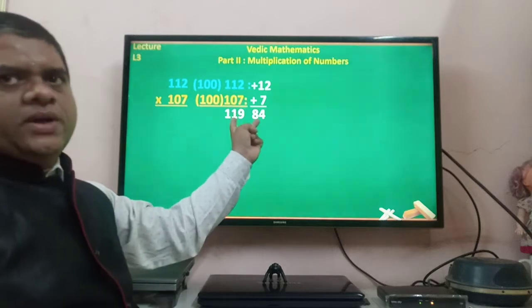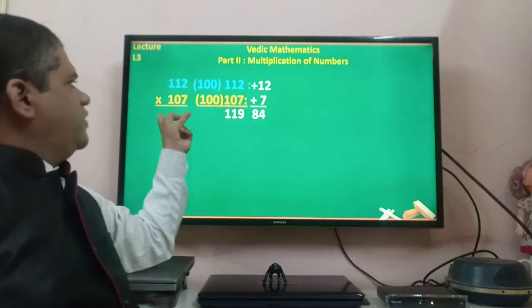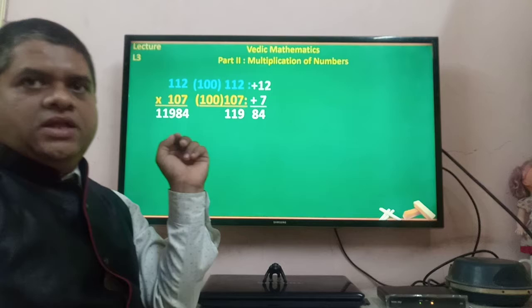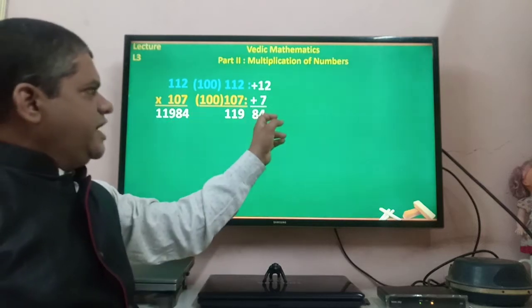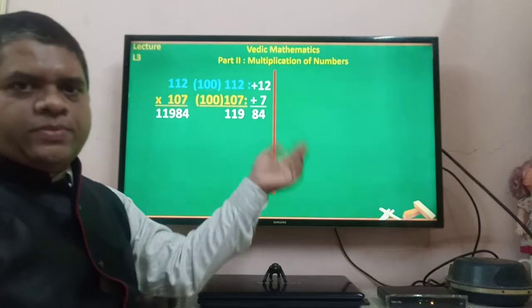So it becomes very simple. When signs are the same, we can directly write the answer here as 11,984. Only when the sign is negative, what we have to do is subtract.